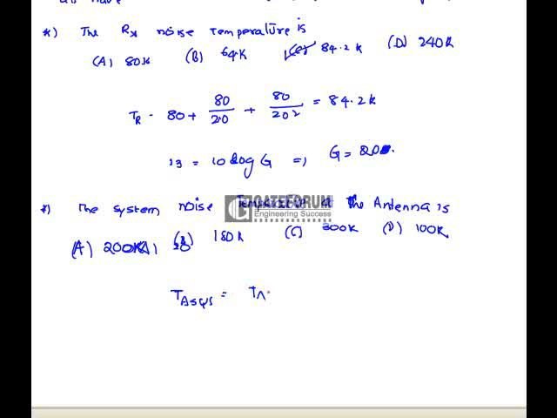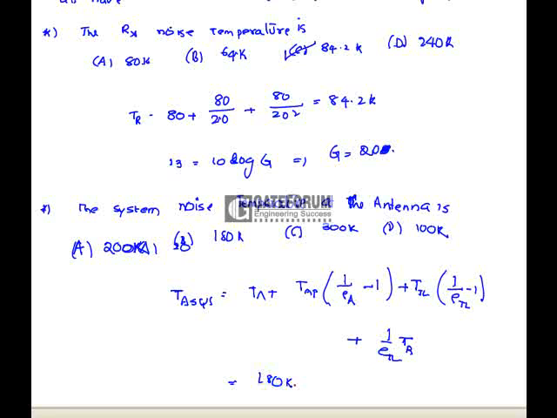the ambient temperature, antenna temperature, ambient temperature and efficiency of an antenna, plus the transmission line temperature times 1 by ETL minus 1, plus 1 by ETL into the temperature of the receiver. So if we substitute all the values we will get 180 Kelvin. That is option B is correct.